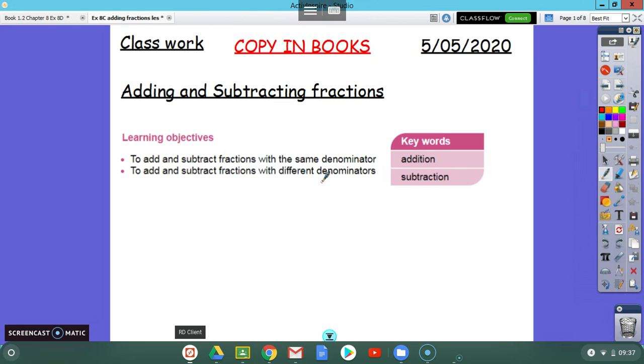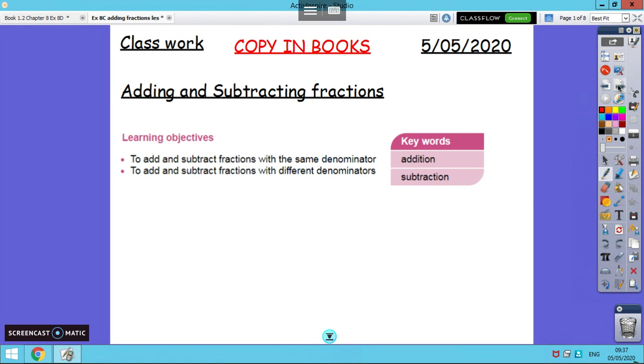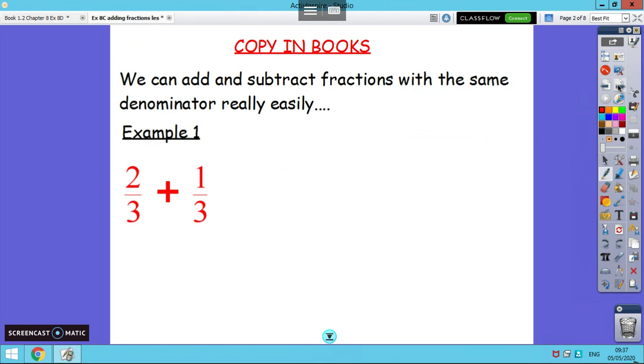Okay? Now, at any point, you can pause the video just to help yourself catch up or make some notes or whatever. So just bear that in mind. Now, let's go on to our first page. Here, I'd like you to copy that sentence into your book. Pause the video if you need to. I want you to copy that sentence into your book and also the example number 1.